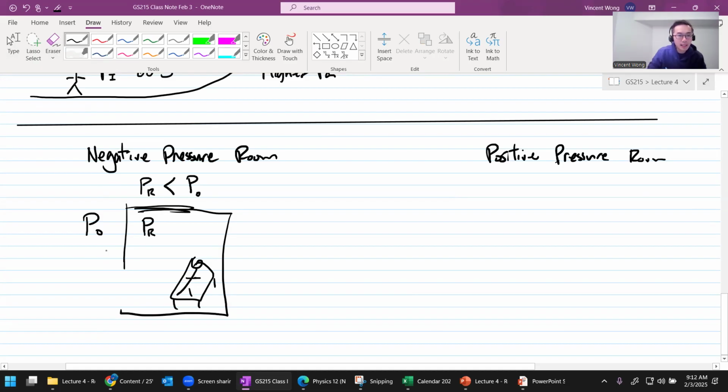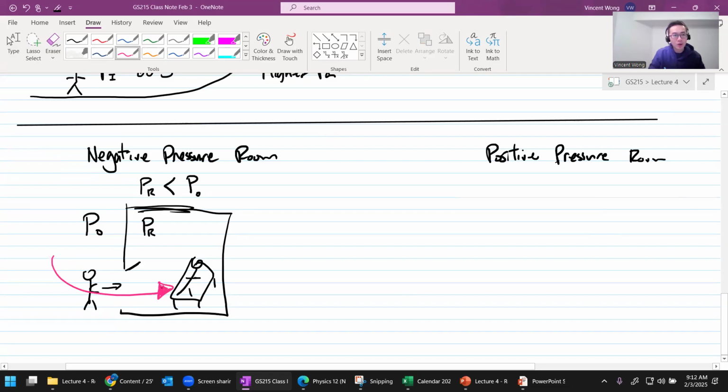Okay, so what does this mean? Well, it means whenever the nurse or someone comes and opens the door, which way is the air going to move? Into the room or out of the room? This is a negative pressure room. The room is going to be lower pressure than the outside. So whenever you open the door, which way will air go? In. That's right. Air is going to go in, right?